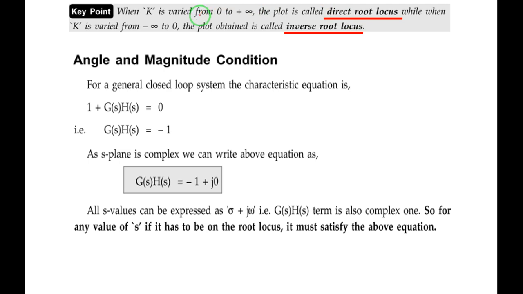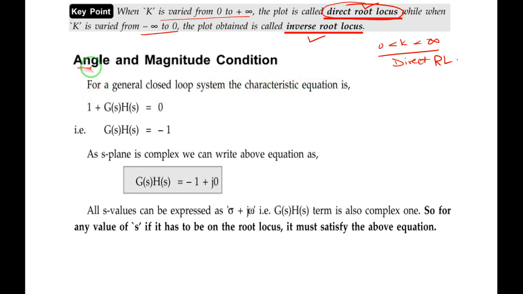Okay, next, before studying that, already I told what is direct root locus. If the value of k is varied from 0 to infinity, we call it as direct root locus. If the value of k is varied from minus infinity to 0, we call it as inverse root locus. Always we study only direct root locus. Means always the value of k is varied from 0 to infinity, right? So we concentrate only on direct root locus. If I write RL, it is root locus only, right? RL means root locus. Right, fine.